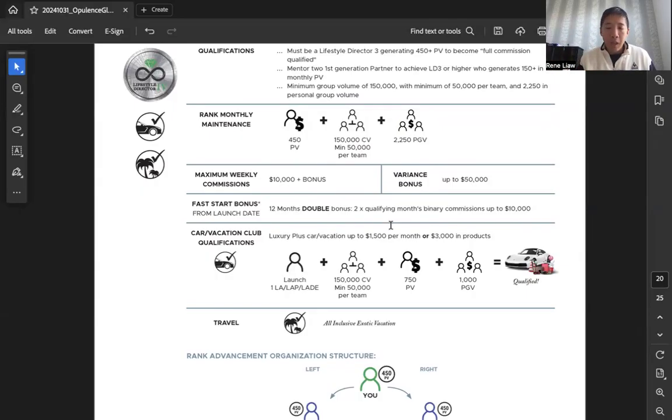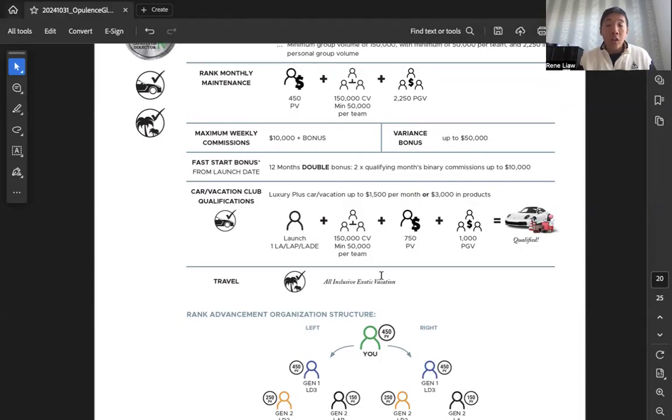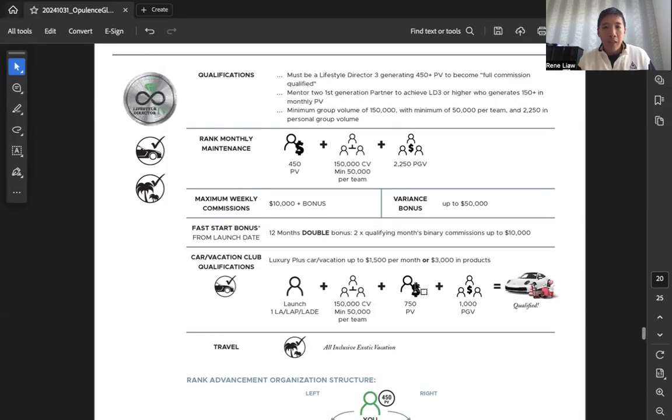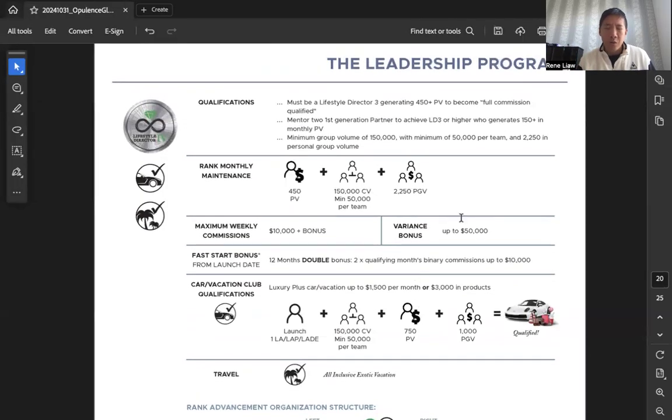All right. And of course, now you qualify for the all-inclusive exotic vacation, which is just absolutely insane. Again, airfare, hotel, everything paid for. It's the most luxurious, exclusive vacation, in the most prestigious six-star resorts around the world. So it changes every single year, and you'll see what that is when you actually get to this rank, and that's for the LD4.